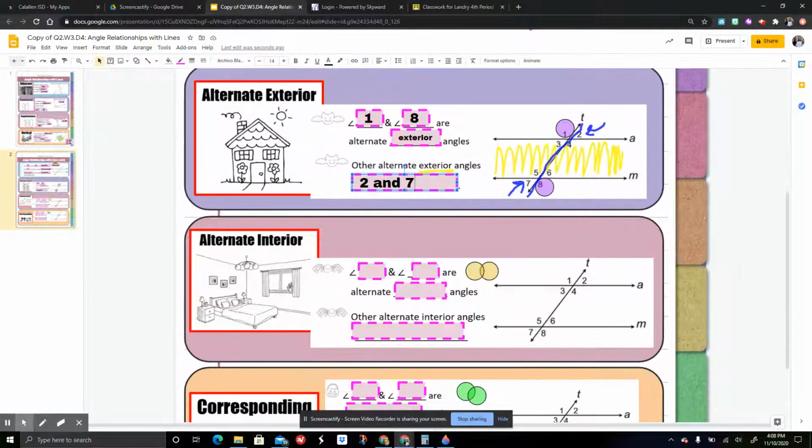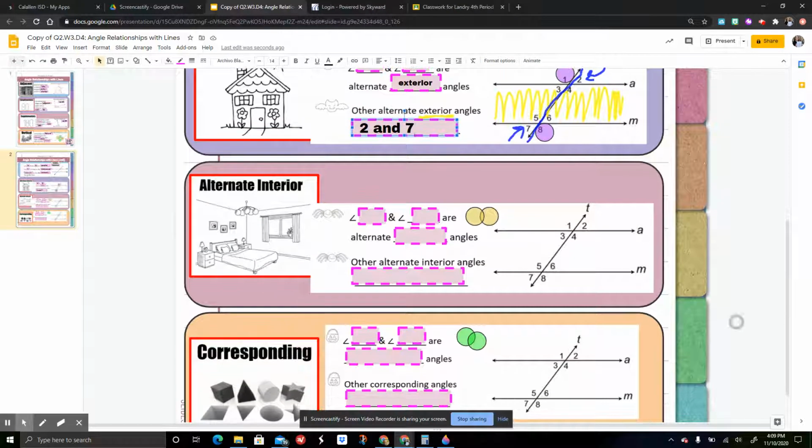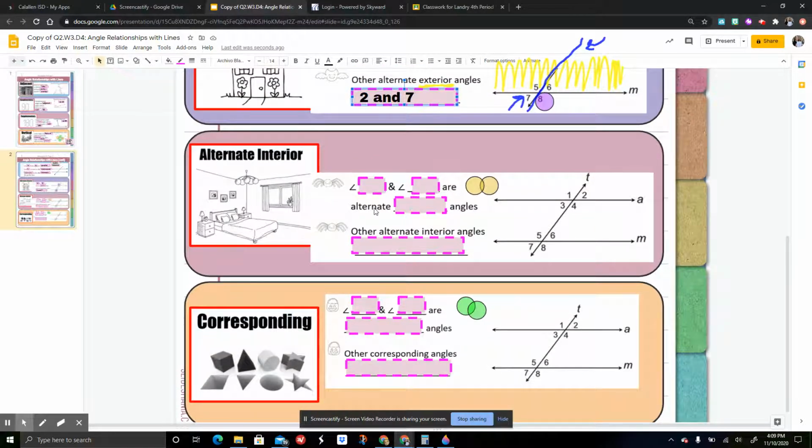Okay, so now we're going to go to the next section, which is alternate interior. And we're going to say angle 3 and angle 6 are alternate interior. That's here and here. 3 and 6 are alternate interior.